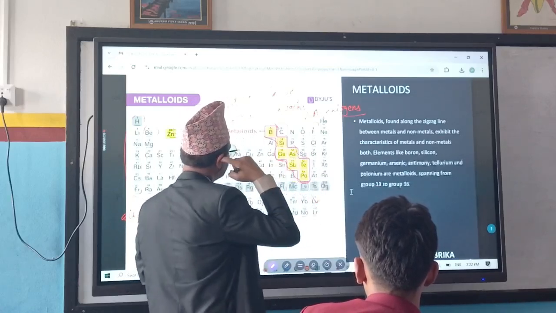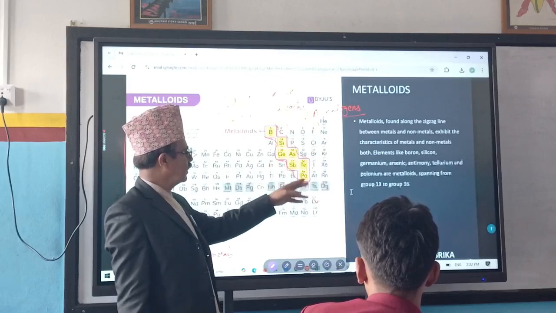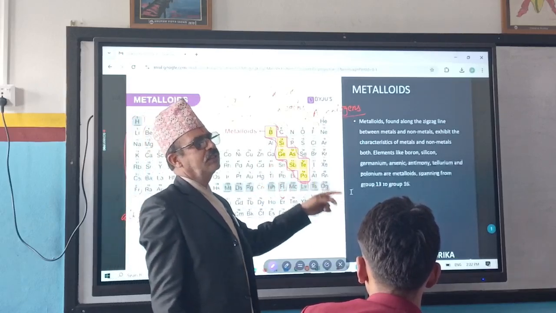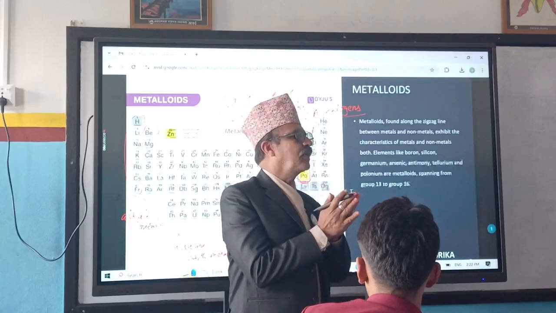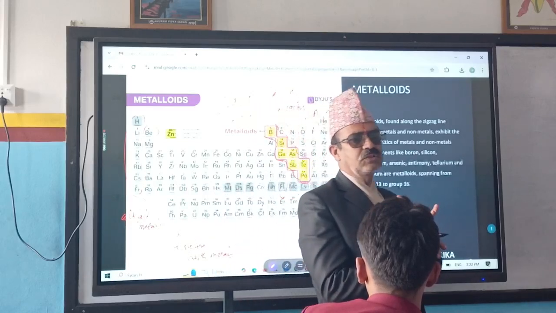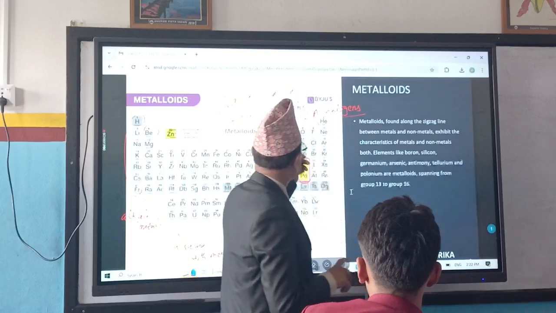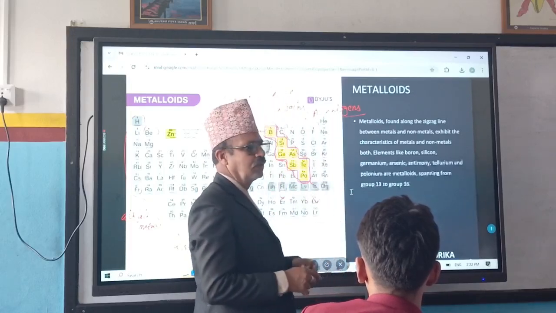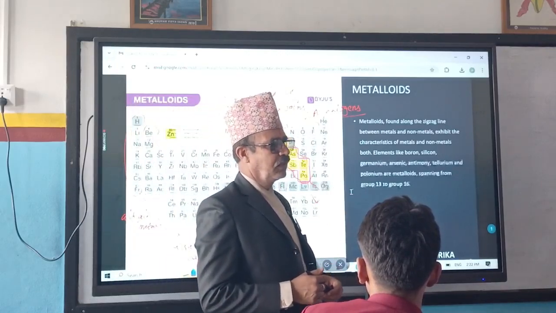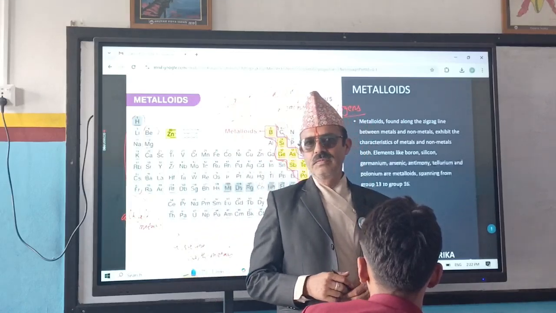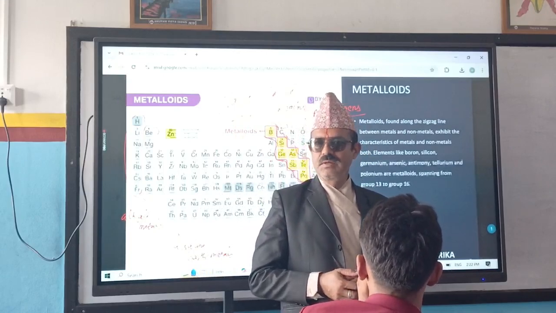Then here are some elements. These are metalloids. What are the examples of metalloids? Boron, silicon, germanium, arsenic, antimony, tellurium, polonium. Why are they called metalloids? They contain the characteristics of both metals and non-metals. And the rest of these elements are called non-metals. They are poor conductors of electricity and heat, and they gain electrons if they take part in a chemical reaction. In that way, we have to remember.